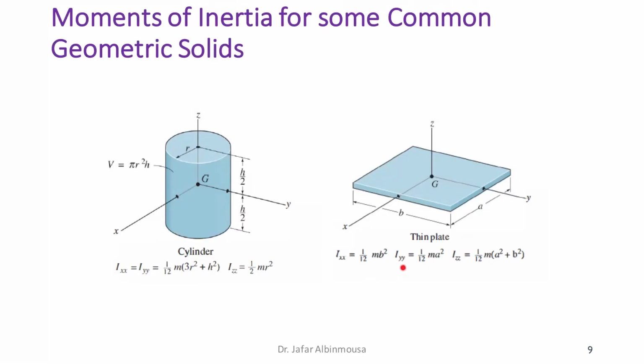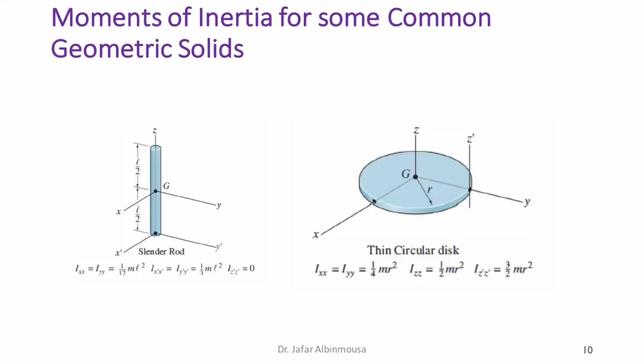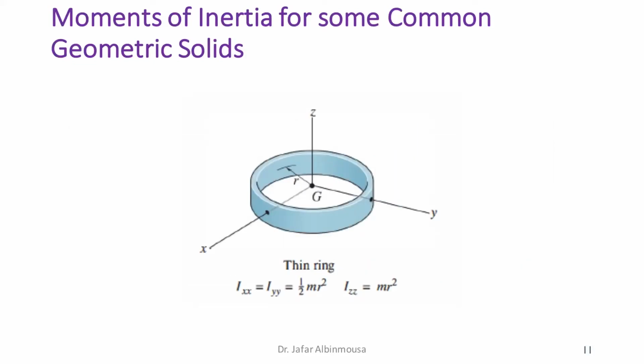This is again the moment of inertia for different axes for a thin plate. And here we have the moment of inertia along different axes for a cylinder rod as well as a thin circular disc. Finally, this is the moment of inertia for a thin ring, and we have it here again for Ixx, Iyy, and Izz.